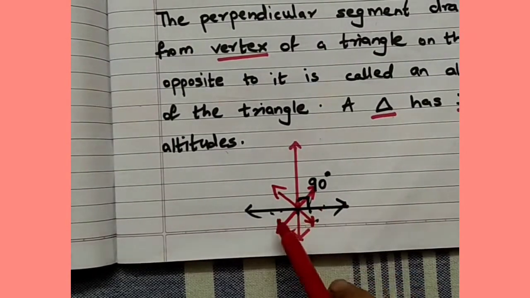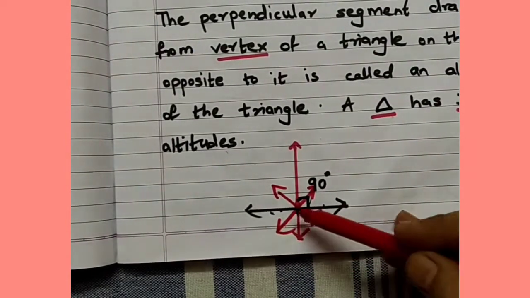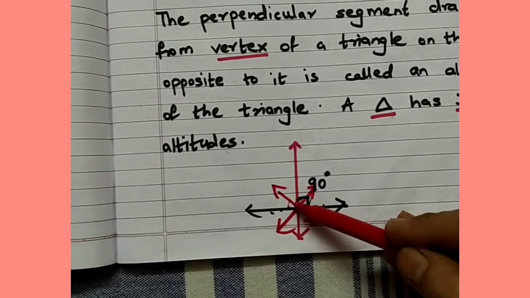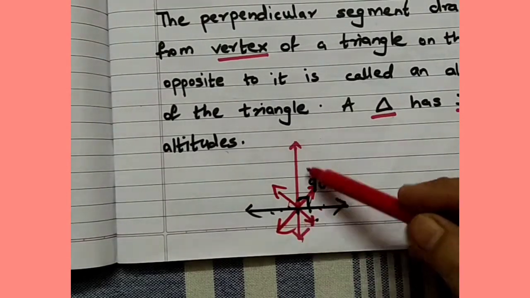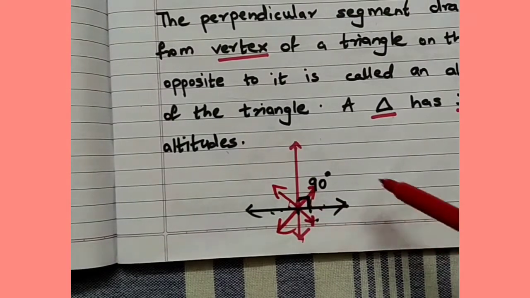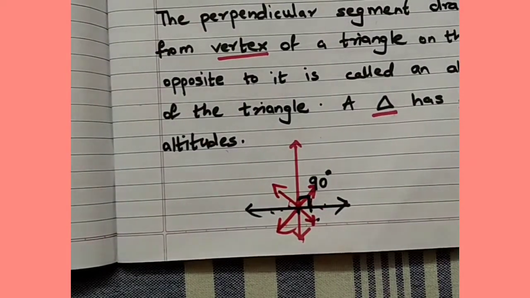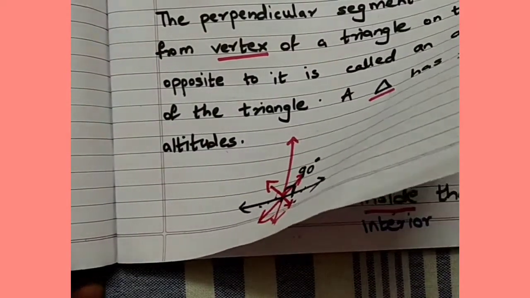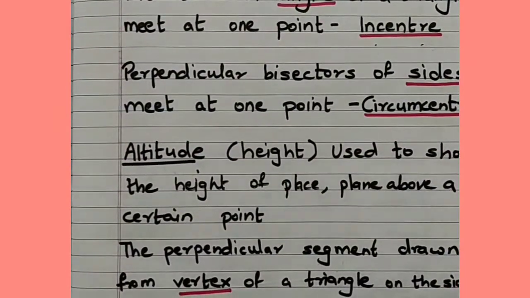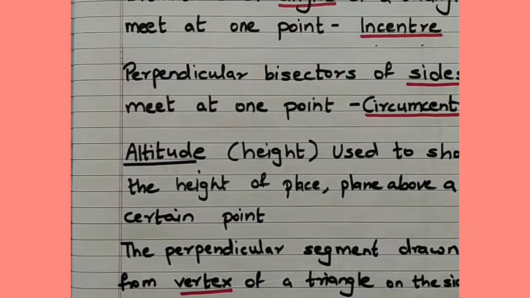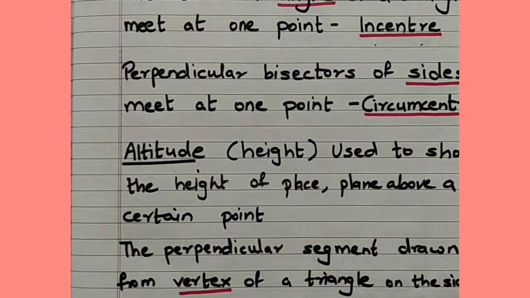this will not be the perpendicular bisector. Why? Because the angle formed here is not 90, neither here, but if we consider this line, it forms an angle of 90. So the perpendicular bisectors of sides which we have studied, what do they mean? That bisector forms an angle of 90 with the side.